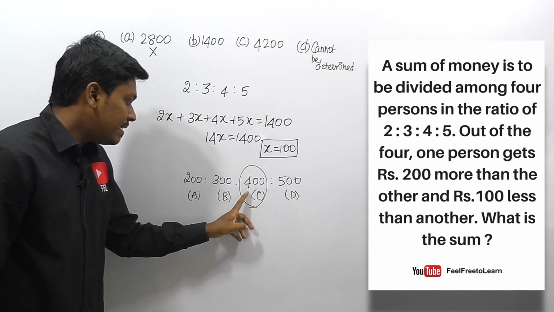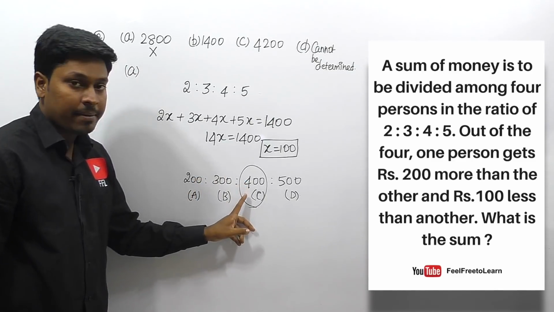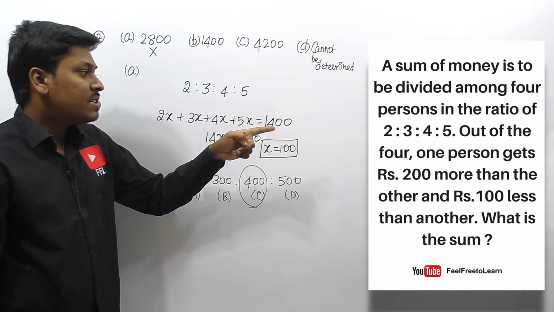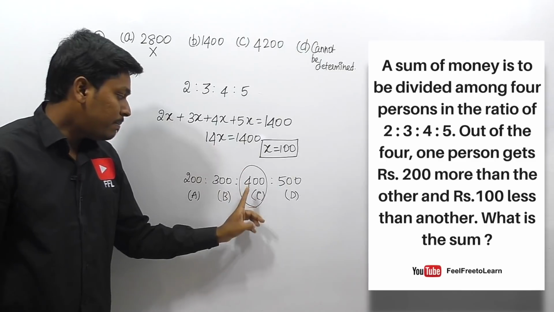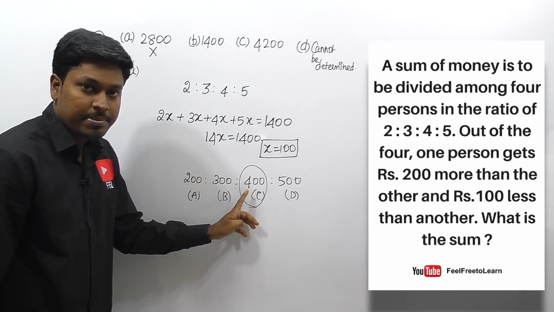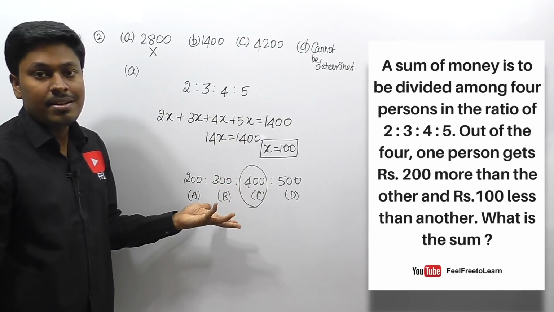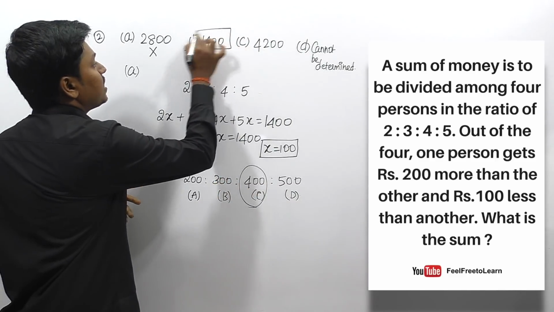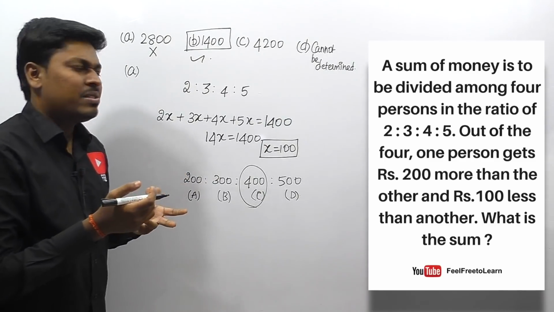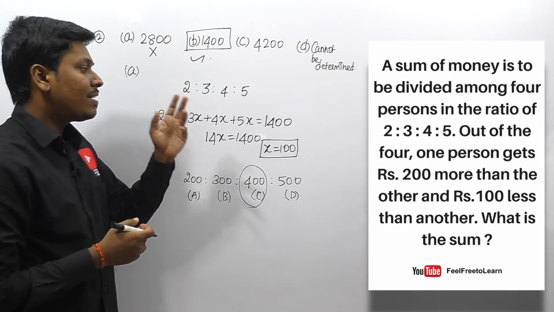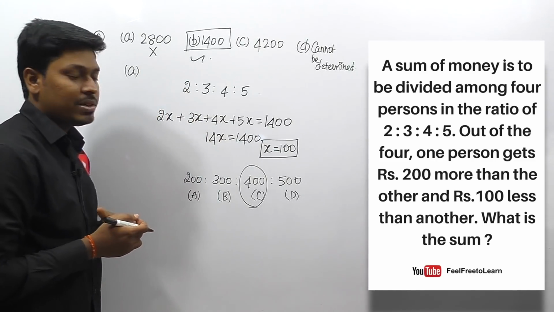Let me assume that the person C share will be 400. So this person C is getting 200 more than A and 100 less than D. So it satisfies the condition, right? The condition is that out of 4 persons, one person should get 200 more than another person, and the same person should get 100 less than the other. So it satisfies the condition. So we can definitely say that option B will be your answer. Friends, I think this is the only way to solve this question number 2. So finally we got an answer for question number 2, that is 1400.